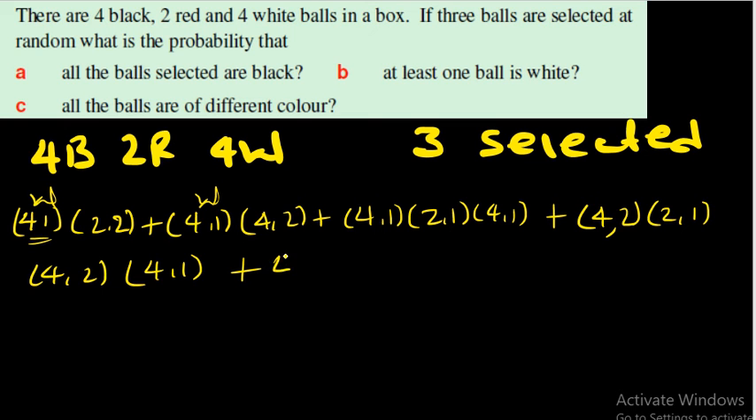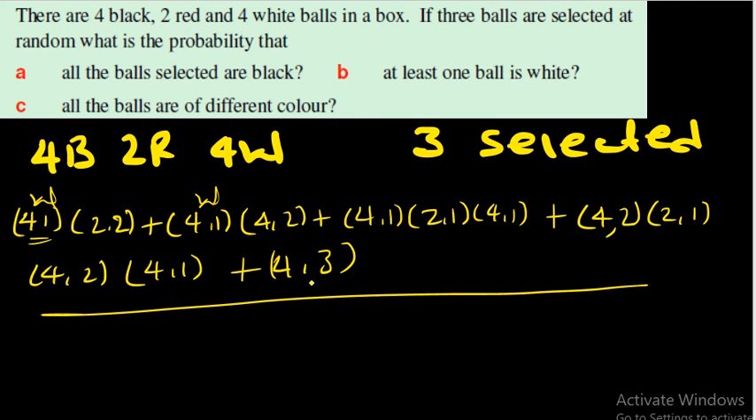possibility, all the 3 can be white. Divided by 10 combination 3. We did it actually. This one is 120. We got it.